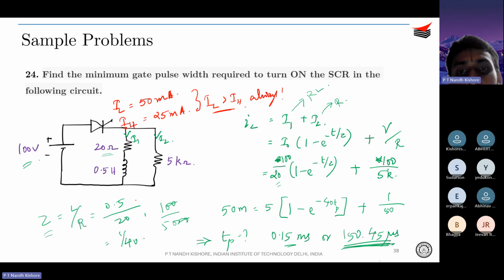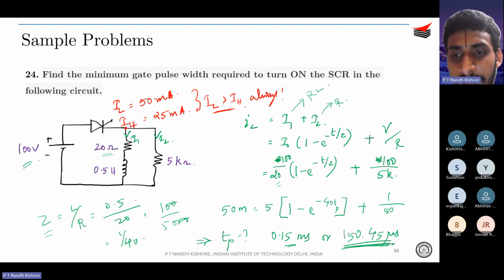Any doubts over here? This is pretty simple, right? Just summing up the currents and then you just find out the value of TP. You can see over here that for the same value of the voltage applied and for the same device, you are seeing different values of TP based on the circuit. And all these TP values are really high, like hundreds of microseconds or tens of microseconds.